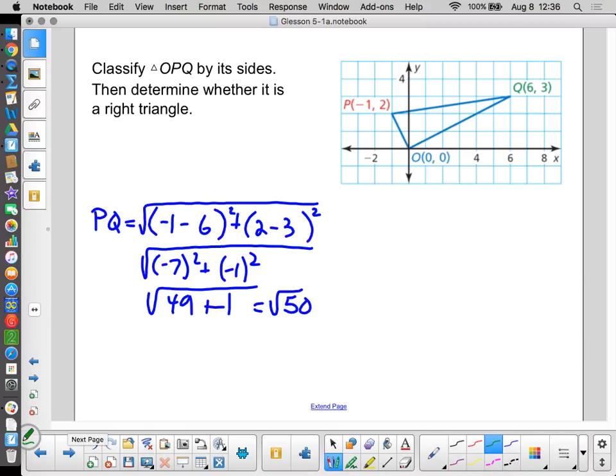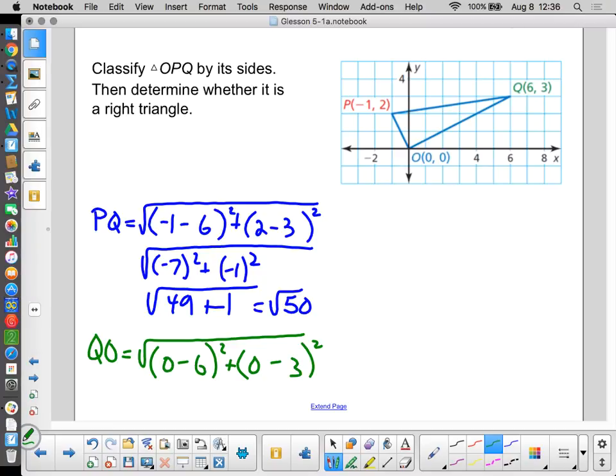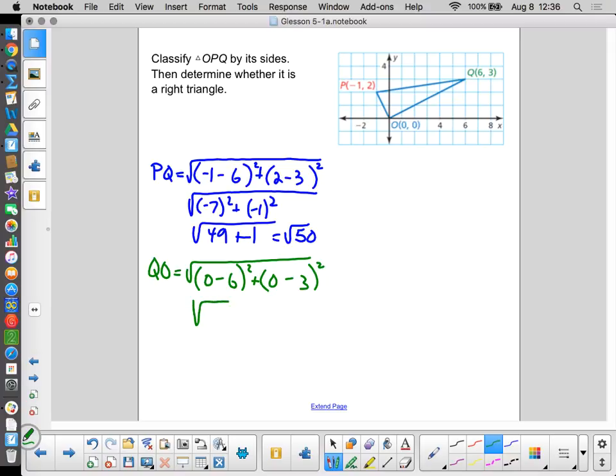Let's try QO. And again, same thing. And the x-coordinates are 0 and 6, and 0 and 3. So it's the square root of 36 plus 9, or the square root of 45. Not congruent. So I've got two different length sides.